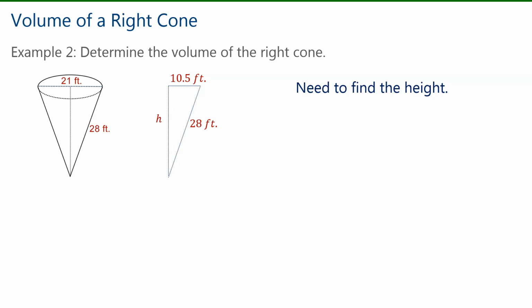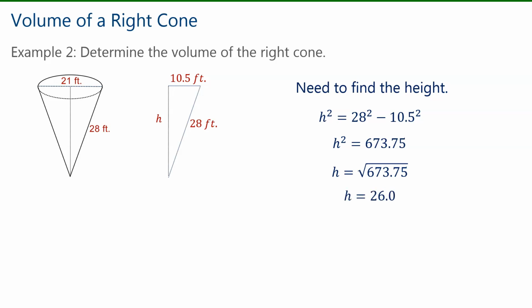Now when we're looking for a leg and not the hypotenuse, you can write your Pythagorean theorem as the hypotenuse squared minus the other leg squared, giving us 28 squared minus 10.5 squared. Now if you put that in the calculator and work it out, you should get 673.75. Now to find h, we need to find the square root of that. So you can just put that into your calculator to get an h value of 26.